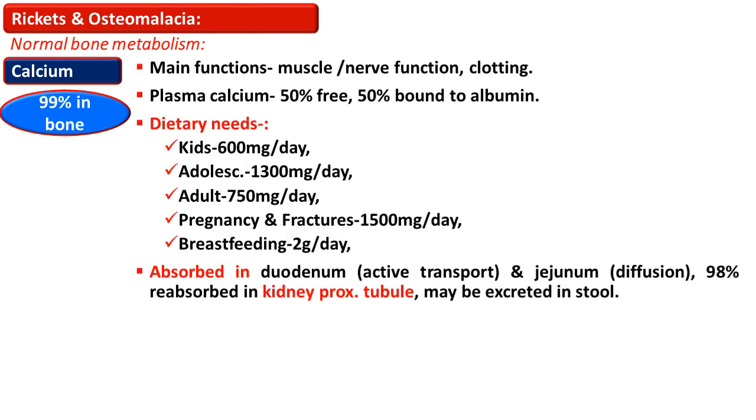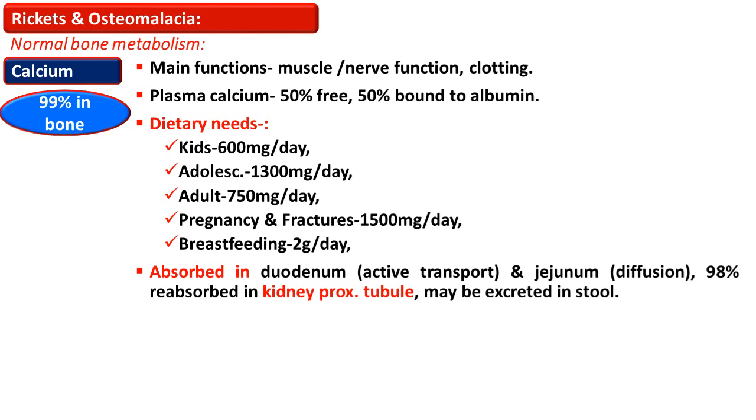99% of the body calcium is in the bone, and its main function is muscle and nerve function, and it is also a member of the clotting factors. Then 50% of the plasma calcium is in bound state, and 50% is in free state. Dietary needs vary according to the phases of life.